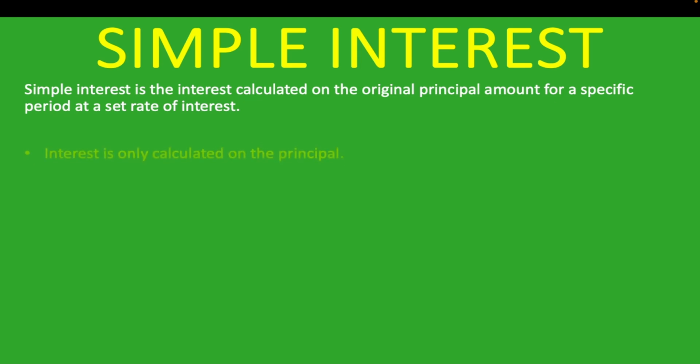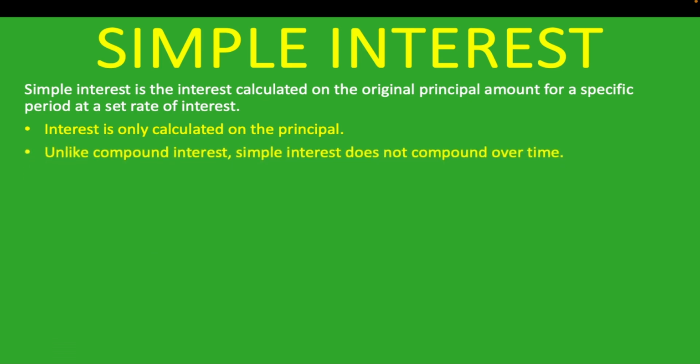Now, with simple interest, interest is only calculated on the principal, as I've just mentioned. And so you're only calculating it on the original amount for every period. Okay, so whether it's yearly, you'll only be calculating interest on the original amount. That means the interest will be the same every year for the duration of the investment, if it's an investment that you're making. Unlike compound interest, simple interest does not compound over time. And you'll see this as we're about to go into the examples shortly. The interest is the same for all the periods.